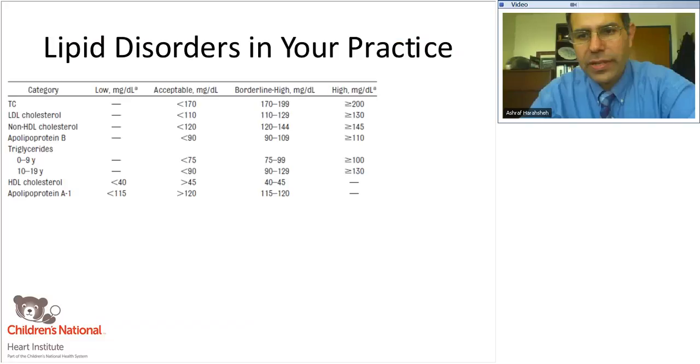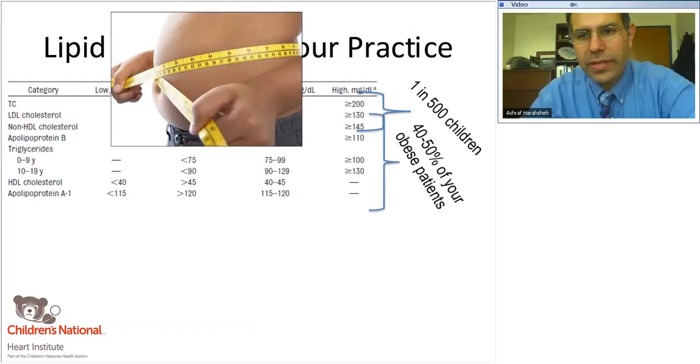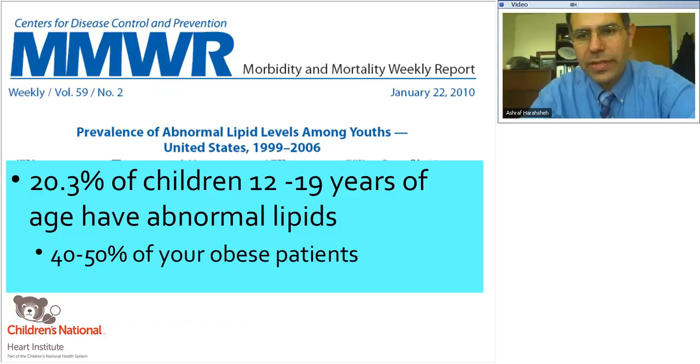So in summary, lipid disorders in your practice: you will see 1 in 500 children with familial heterozygous hypercholesterolemia. You might say that that's not that many kids in your practice. But what you have in your practice is the overweight children. And what we know about overweight children is that 40 to 50% of them will have some sort of lipid disorder.